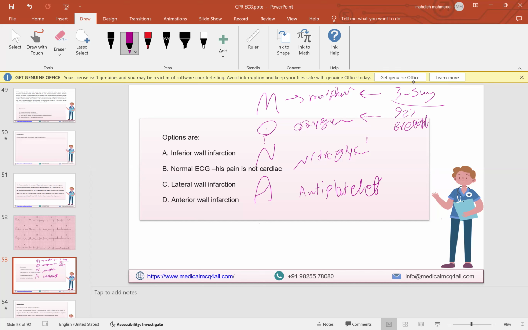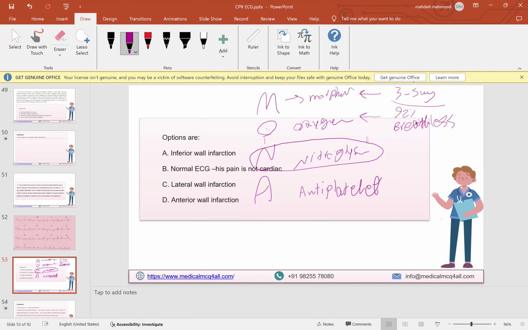Okay, so if O2 saturation is normal, you ask the patient, do you have shortness of breath? No, my breath is fine. There is no need for that. Nitroglycerin, you can use the spray, you can use tablets up to 3 times. The tablets or the sublingual spray you can use up to 3 times with 5 minutes difference. It controls the blood pressure. It dilates the venous system, helps with the pain.